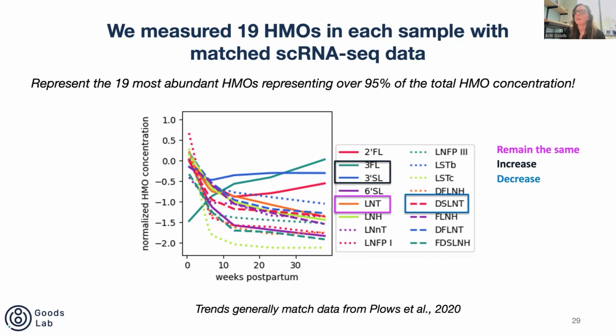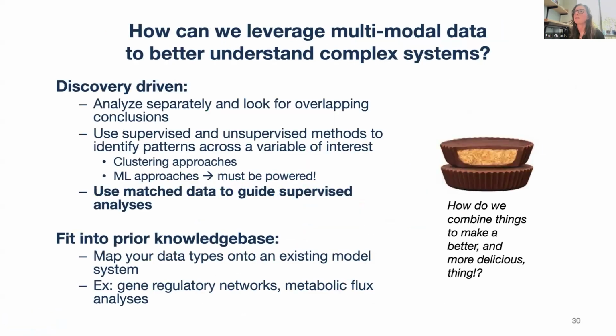So now my lab does a lot of bioinformatics work in developing bioinformatics pipelines. And so whenever you have two different data sets, the question is always, how can we leverage these two data sets to really better understand a complex system?